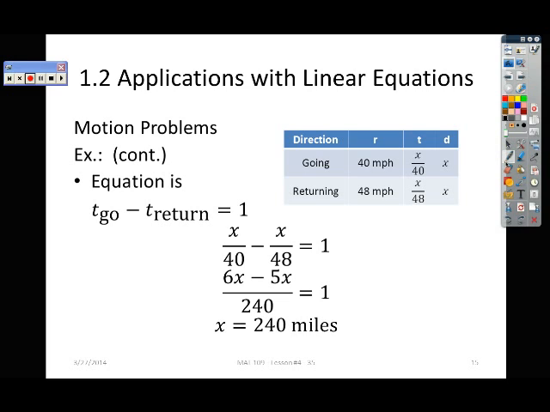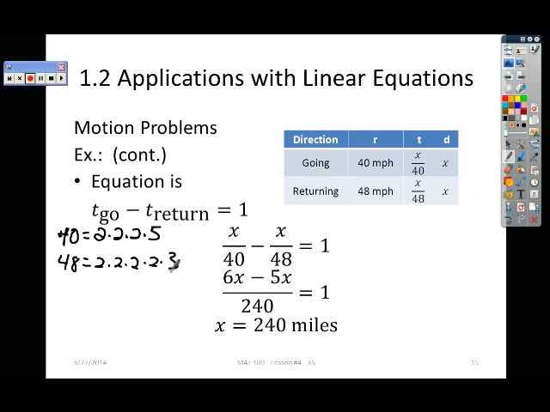Okay, I have two fractions here, right? I need to find an LCD. If I'm going to subtract these, I need a common denominator. So if I want a common denominator, I have to take 40 and I have to prime factor it. And that's the prime factoring of 40. I have to prime factor 48.